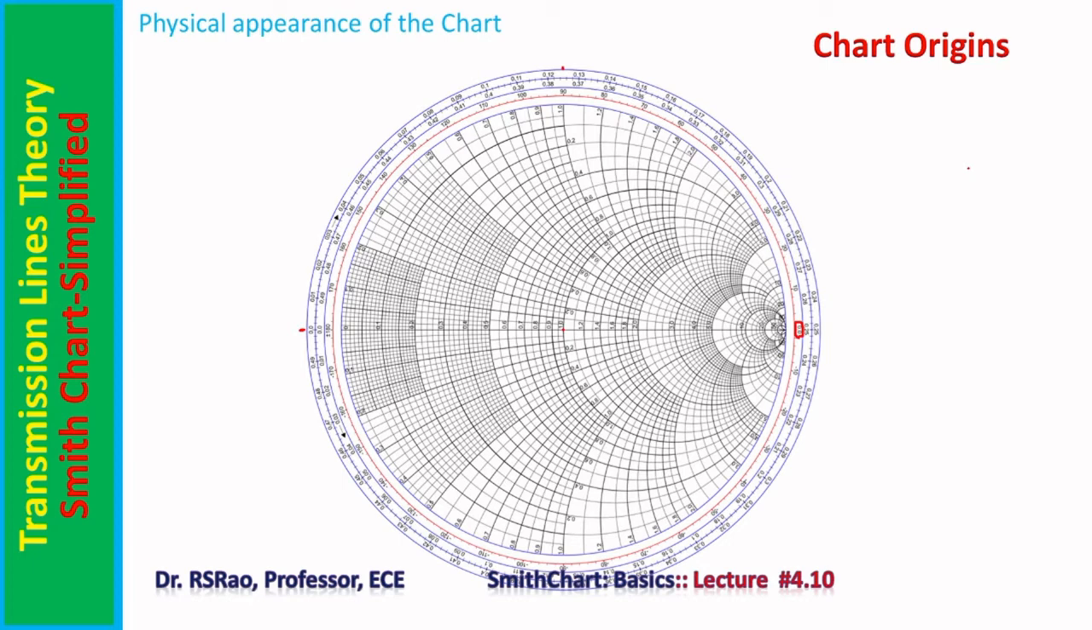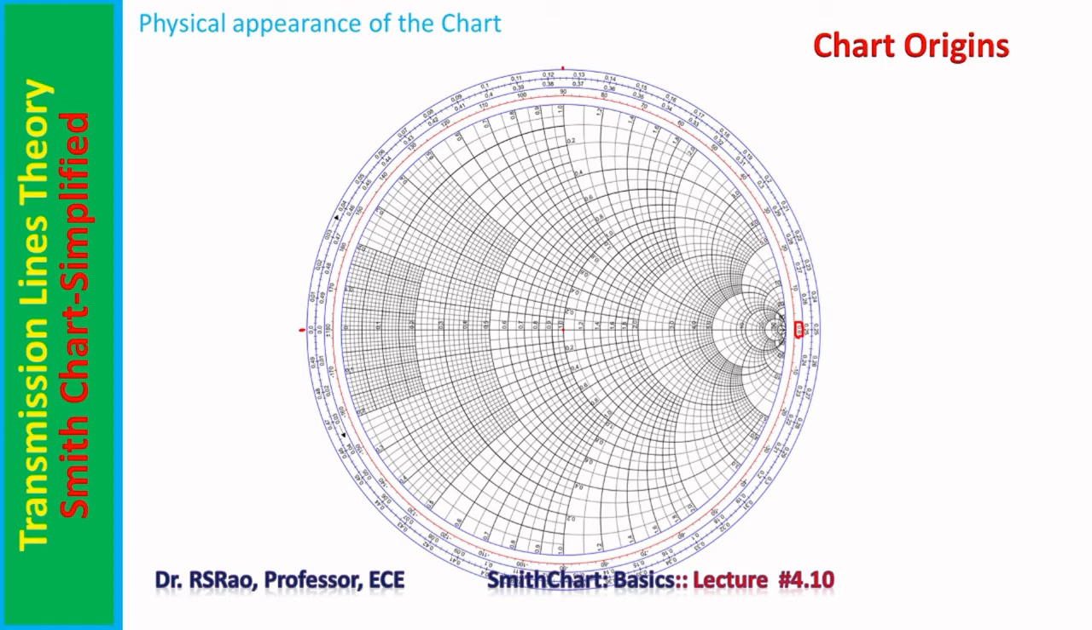It is not shown in this chart, but in most charts there exists another scale too. That scale is also an angle scale. It denotes the angle of the transmission quotient. So in general, there exist four scales over the periphery of the chart. Two are wavelength scales, two are angle scales.